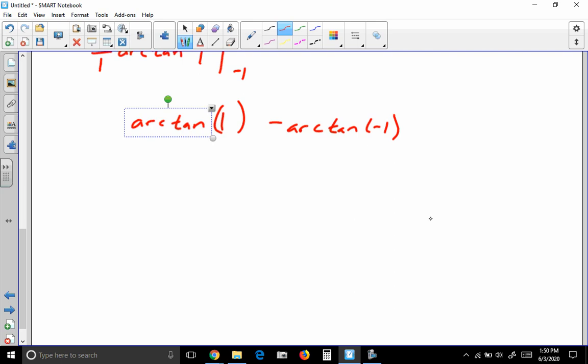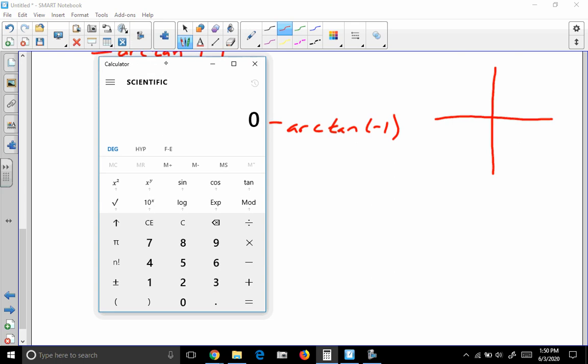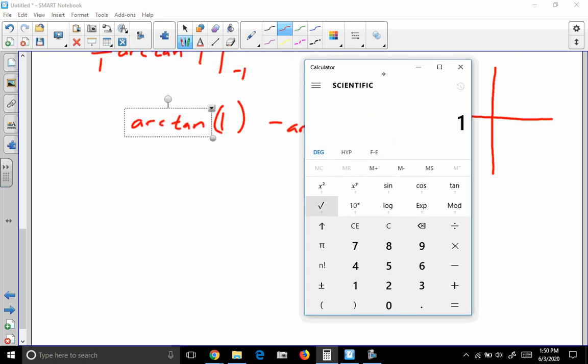Imagine we want to do these in radians, not in degrees. So some of your calculators will do this and give you an exact value. If I just take my calculator out here and I put in a 1 and I put it in radians and I say, what is arctangent? It's going to give me a decimal.